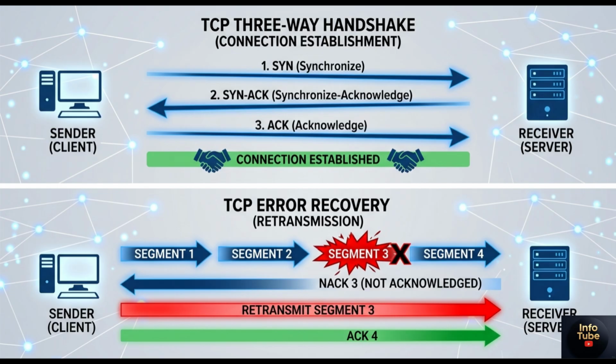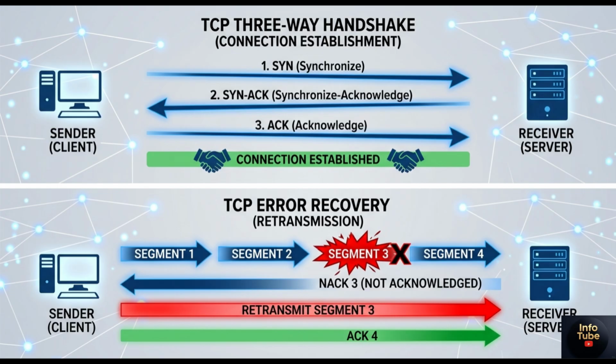First, let's look at TCP, or Transmission Control Protocol. TCP is a connection-oriented protocol, which means it is obsessed with reliability and order. Think of TCP like a high-stakes legal closing. Nothing happens until everyone shakes hands and signs the paperwork. This begins with the 3-way handshake. The sender sends a SYN packet to ask to connect, the receiver sends a SYN ACK to say they are ready, and the sender sends an ACK to confirm. Only then does the data start moving.